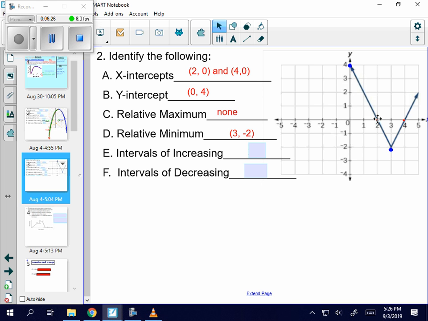Okay, where is the graph increasing? The increase, where we go up, as we read from left to right, the increasing happens here. Doesn't that start at 3? And it goes on to infinity. So at 3 and bigger. Where's the decreasing? Well, as we read from left to right, the decreasing happens there. And that's at 3 and anything smaller than 3.